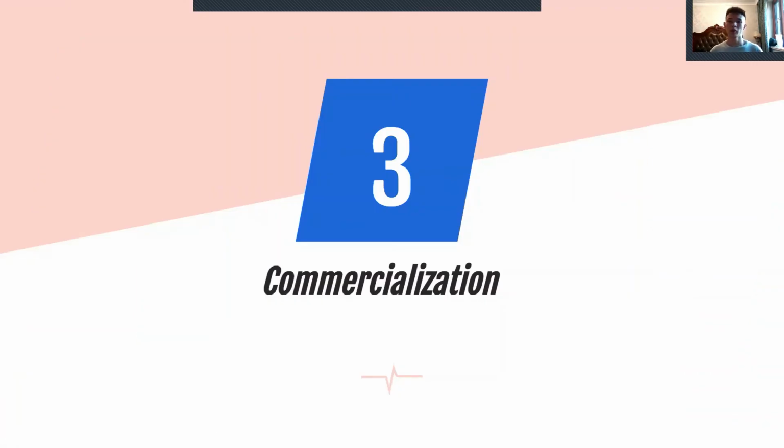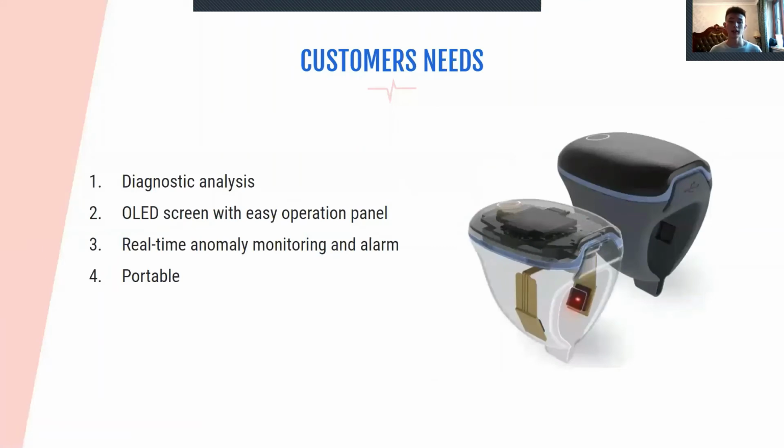And of course, we want to realize the commercialization of our product. Nowadays, people do not just want to know the heart rate, but what they really want to know is the thing behind their heart rate, like potential heart disease. Second, most of the users are old, and we have an old-friendly OLED screen with an easy operation panel. Besides, users not only want the product to prevent them from potential disease, but also to save their life when an emergency happens. That's why we have real-time anomaly monitoring and alarm.